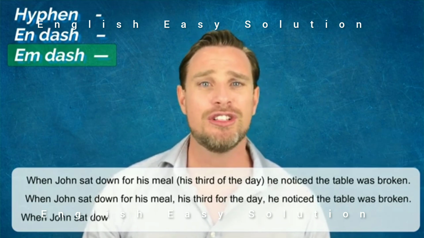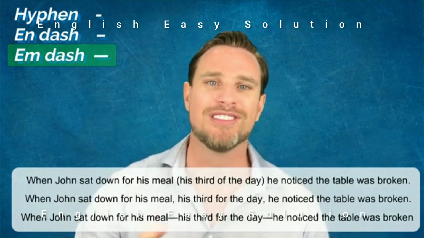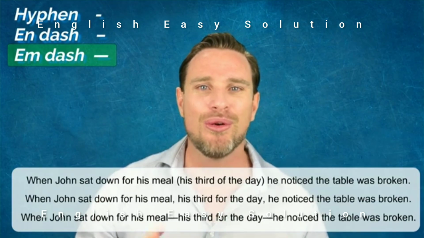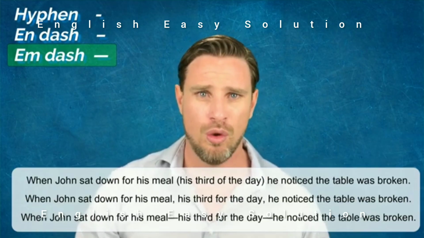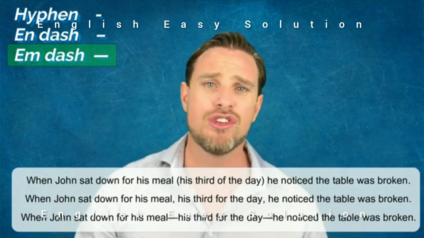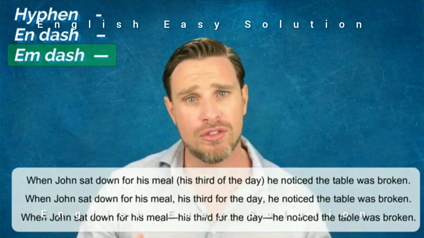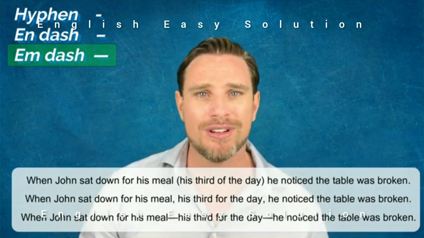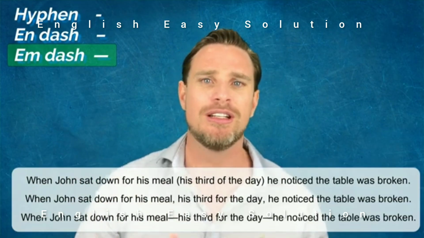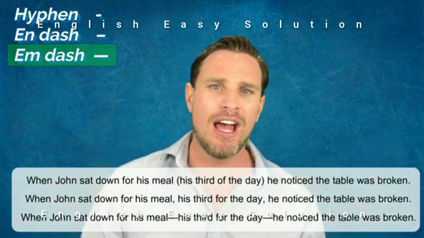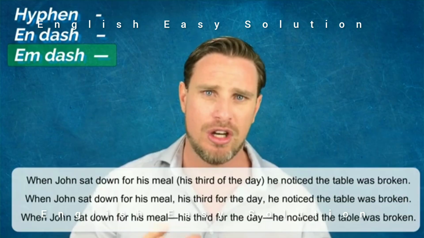When John sat down for his meal, his third of the day, he noticed the table was broken. Okay, so all 3 are grammatically correct. This is about style: which part of the sentence you want to emphasize. With the brackets, his third of the day is not that important. It is more of a side note. With commas, it's basically a level tone of voice. And with M dashes, the words between the M dashes are emphasized.